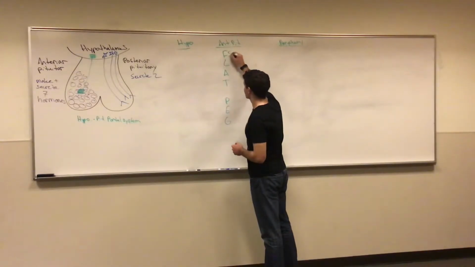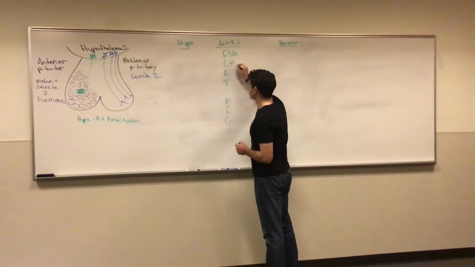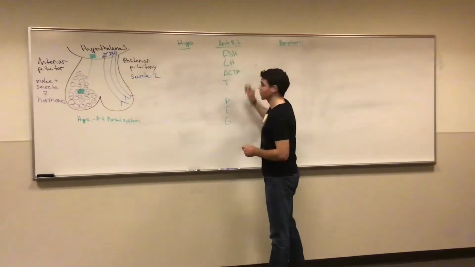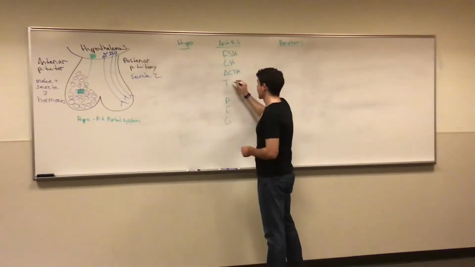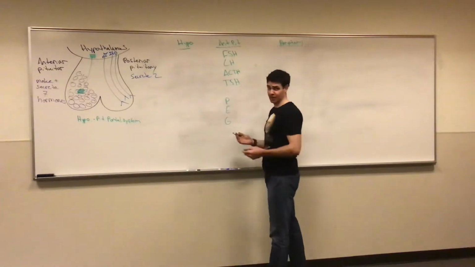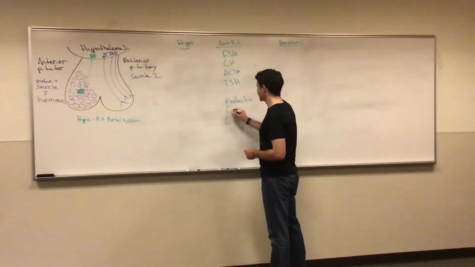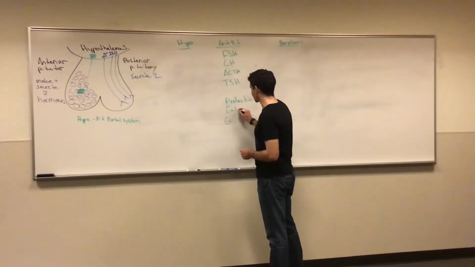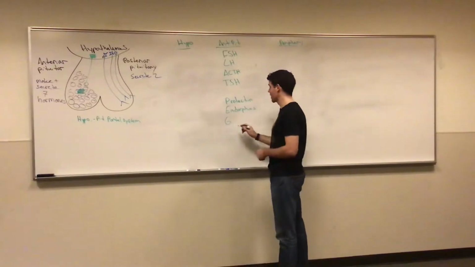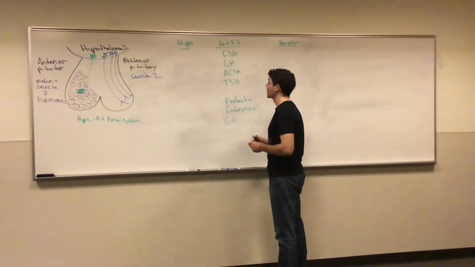So it's follicle-stimulating hormone, luteinizing hormone, adrenocorticotropic hormone, thyroid-stimulating hormone, prolactin. E is going to stand for endorphins, which are endogenous opioids, and then growth hormone.